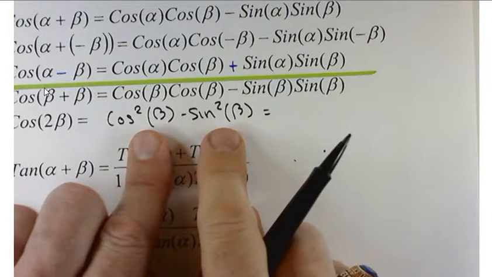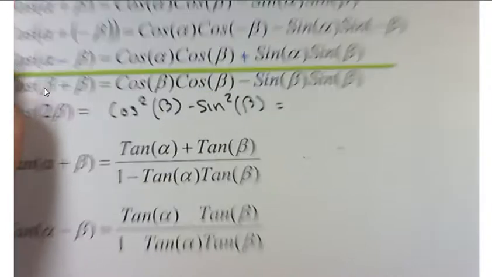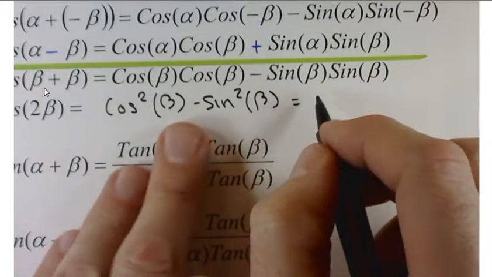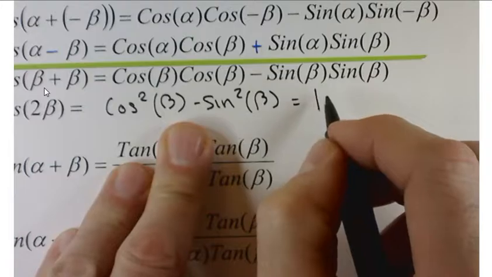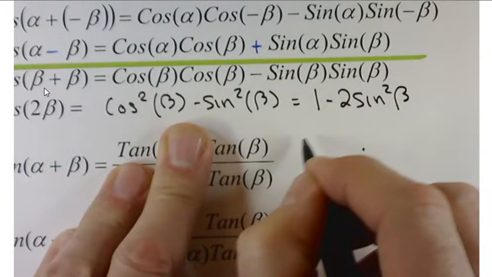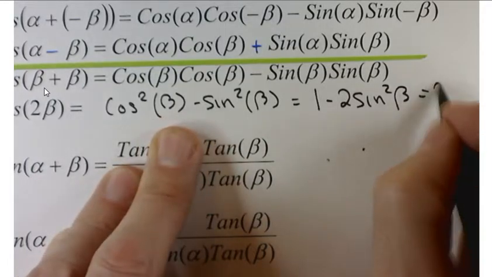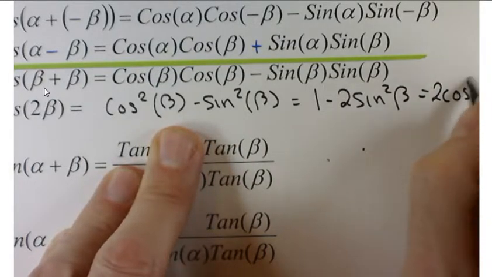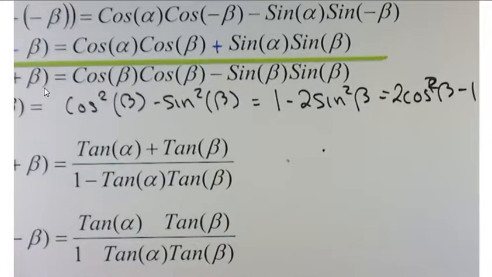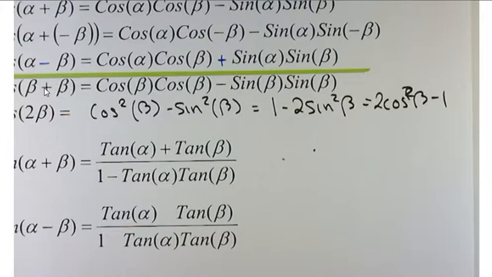But with those two choices, I can come up with some other things here, and I'm not going to show you all the details. This can be rewritten as 1 minus 2 sine squared of beta, or you could also write it as 2 cosine squared of beta minus 1. So there's a total of 3 different ways to write the cosine double angle formula, and they are actually kind of convenient to have around.